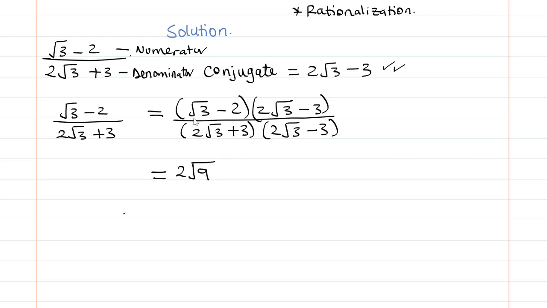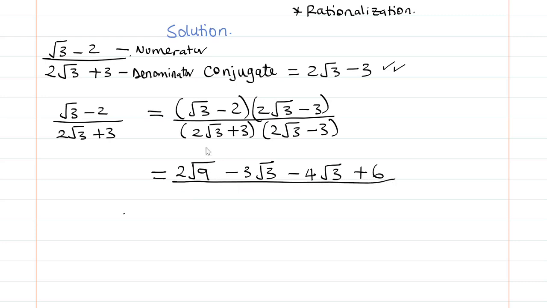And then again root 3 times negative 3 gives us negative 3 root 3. Remember, every term in the first bracket multiplies each of the terms in the second bracket. So root 3 has done that. Then we come to negative 2. Negative 2 times 2 root 3 gives us negative 4 root of 3. Negative 2 times negative 3 gives us positive 6. So we have simplified the numerator. We have operated the brackets all over.